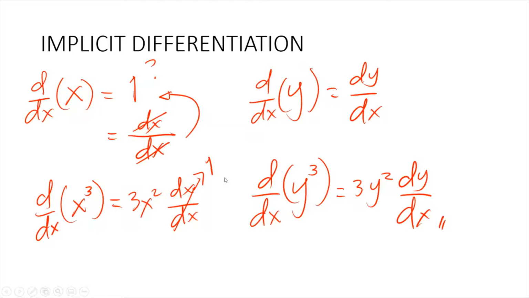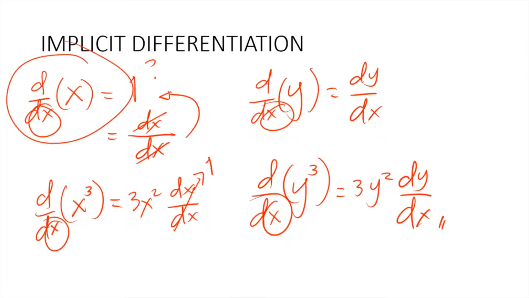What I'm trying to point out here is that it's very important that we know with respect to what variable we are differentiating. Okay? Because for example, if we take the derivative of x with respect to y, this is not 1 anymore. It becomes dx/dy. Same with y. If we take the derivative of y with respect to y, then it will not be dy/dx. It becomes dy/dy, or that's 1, right? And that's the concept of implicit differentiation.